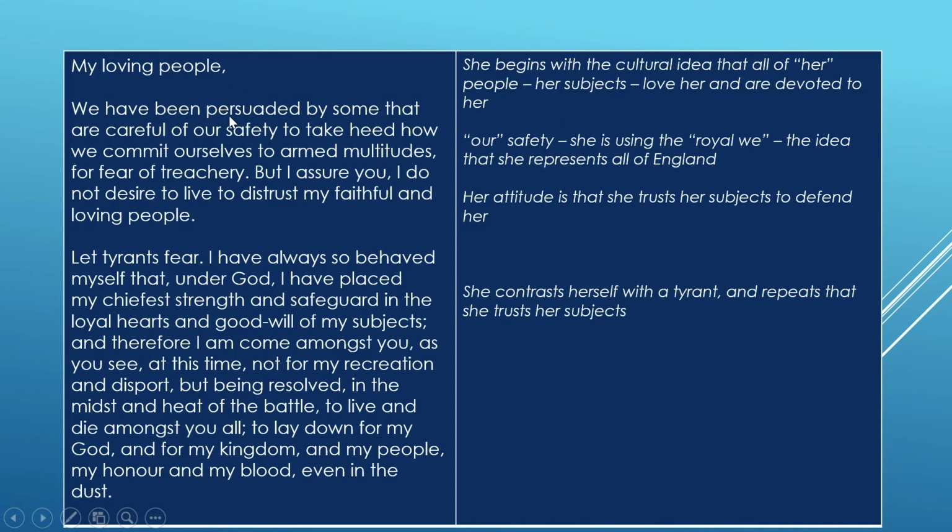When we think about what is her attitude toward her life, here in the very beginning, she begins with the cultural idea that all of her people, her subjects, love her and are devoted to her. Okay. Our safety, she is using the royal we, the idea that she represents all of England. And her attitude is that she trusts her subjects to defend her. Okay? She doesn't want to distrust them here.